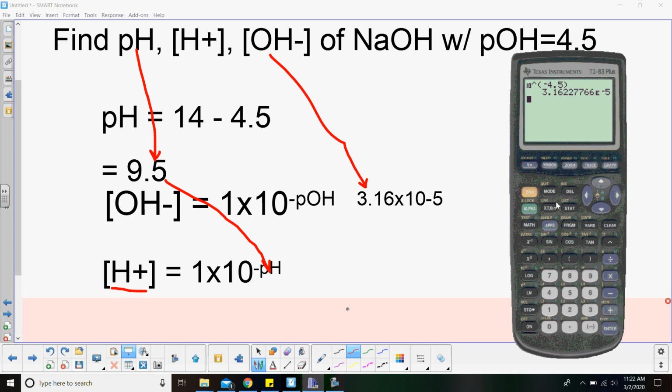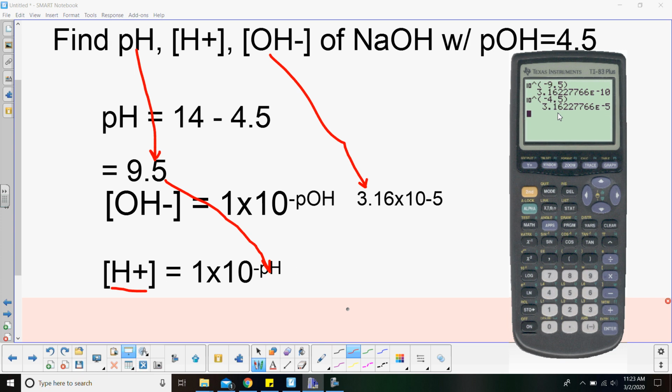So once again, clear this. Second log and negative 9.5. And we get 3.16 times 10 to the negative 10th. And yes, I realize you guys are like, is it crazy that when I do second log of negative 4.5, I get the same 3.16 value? That is not wrong.